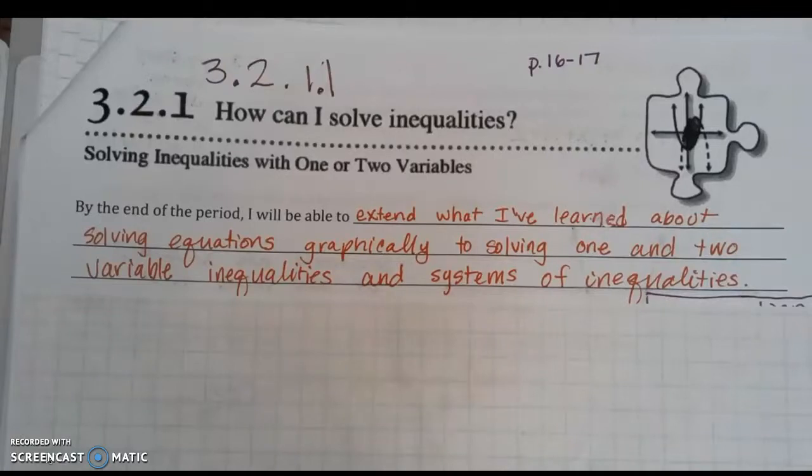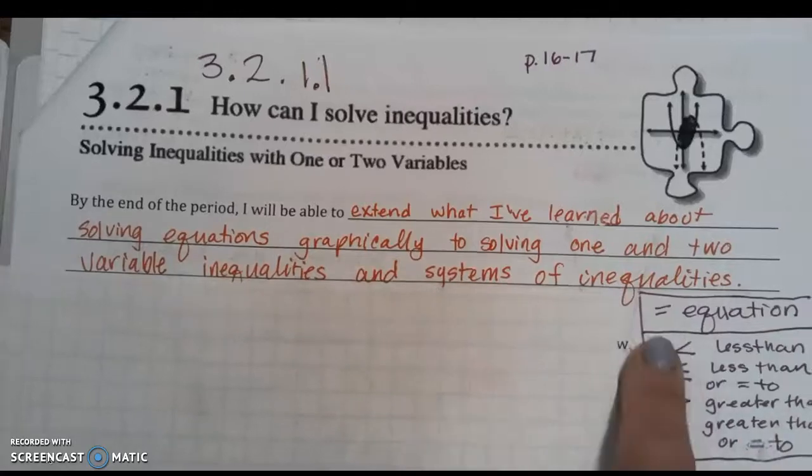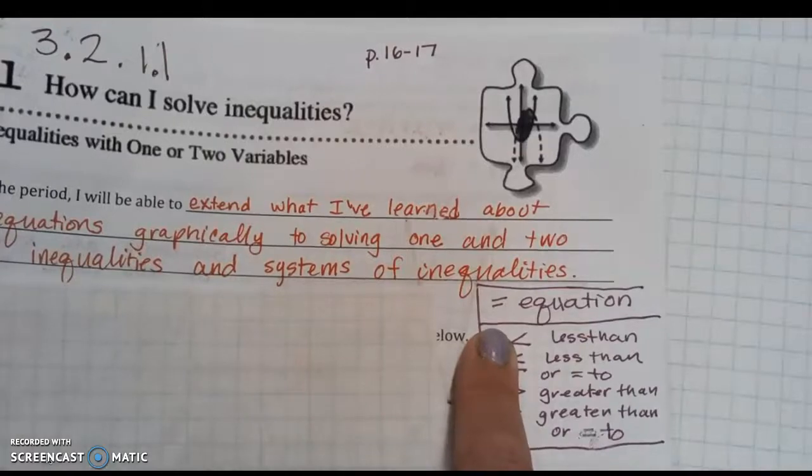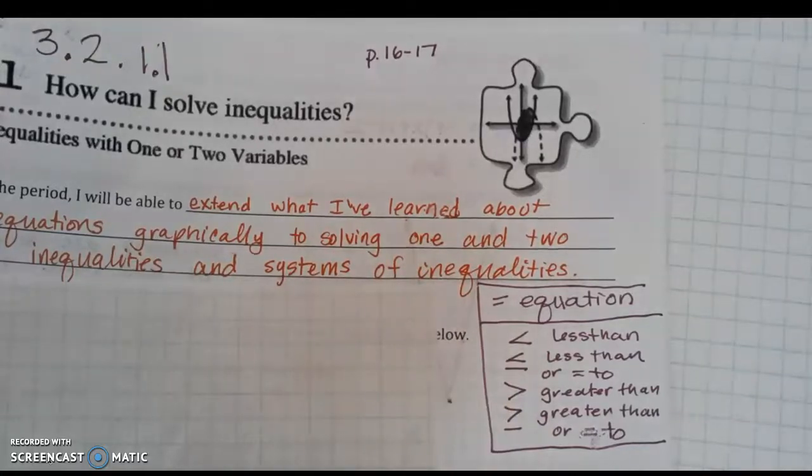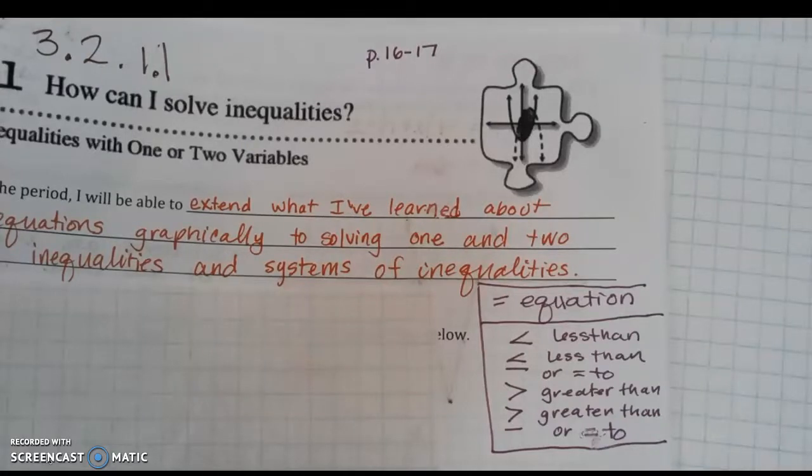So by the end of the lesson, I will be able to extend what I've learned about solving equations graphically to solving one and two variable inequalities and systems of inequalities. Okay? So you guys are used to taking an equation with an equal sign, and you have something on the left and you have something on the right. You're going to have a solid line or curve, whatever it is you're graphing, as opposed to these, which are going to have dashes or solids.